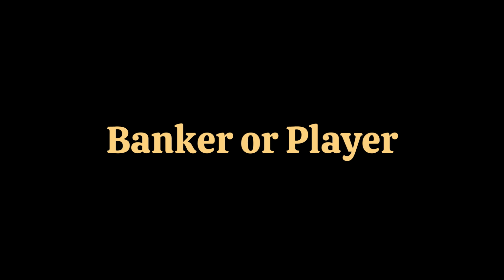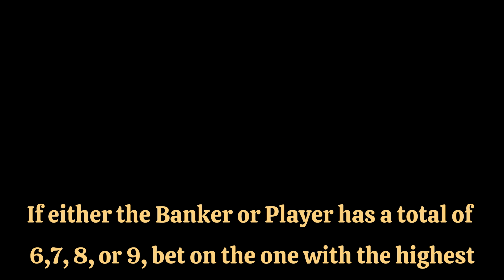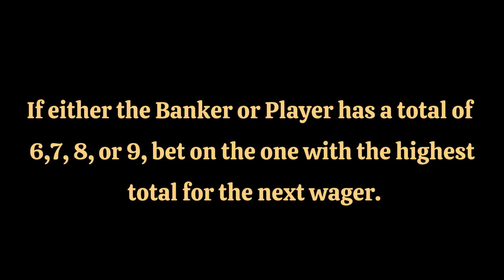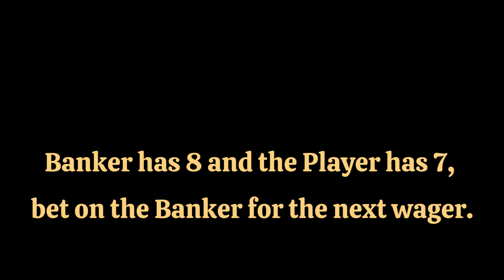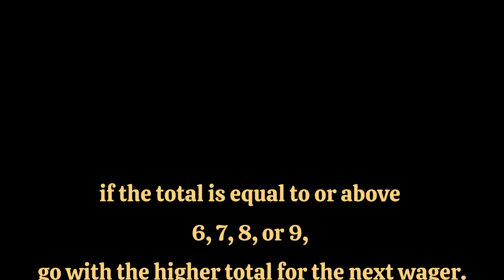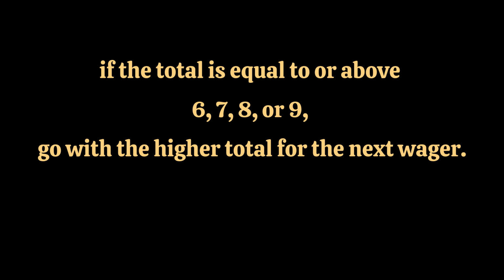Let's start with how to pick which side to bet on, either banker or player. It's actually very straightforward. First, look at the total of each hand, the banker's total and the player's total. If either the banker or player has a total of 7, 8, or 9, bet on the one with the highest total for the next wager. So, if the banker has 8 and the player has 7, bet on the banker for the next wager. In other words, if the total is equal to or above 6, 7, 8, or 9, go with the higher total for the next wager.